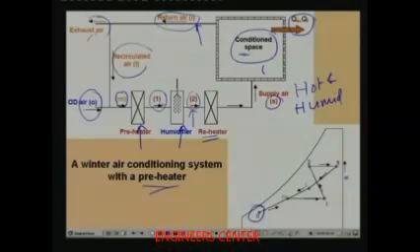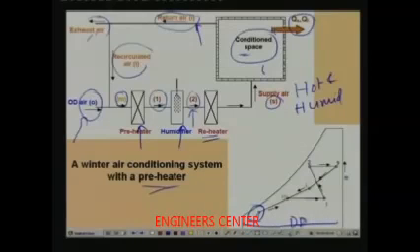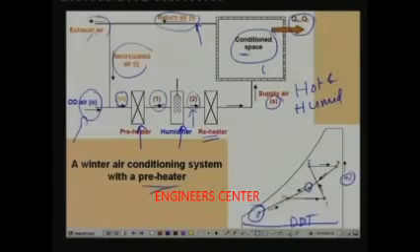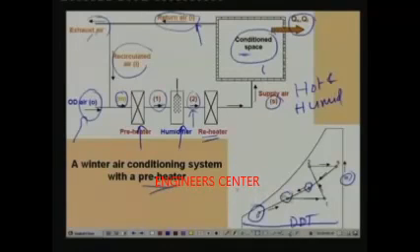O is the condition of the outdoor air. As you can see, the temperature is very low. On this axis you have dry bulb temperature, and here you have the humidity. So the outdoor air is very cold and very dry. This is mixed with the recirculated air which is at condition I. A certain amount of air at this state and a certain amount of air at this state are mixed, so the resulting air is at this condition M.